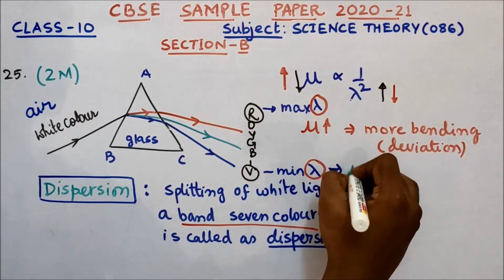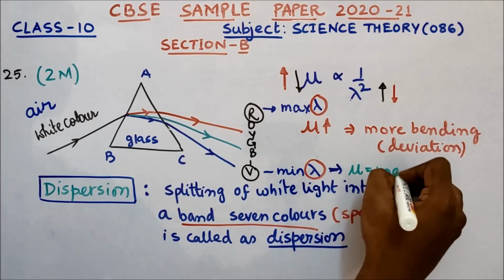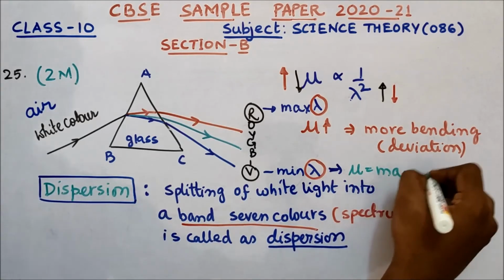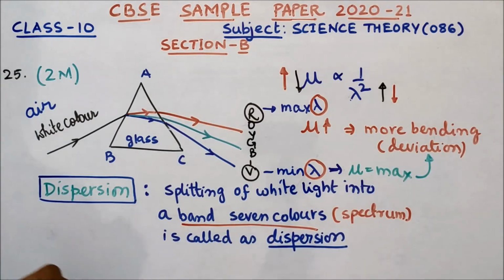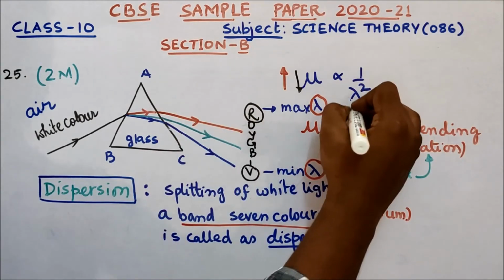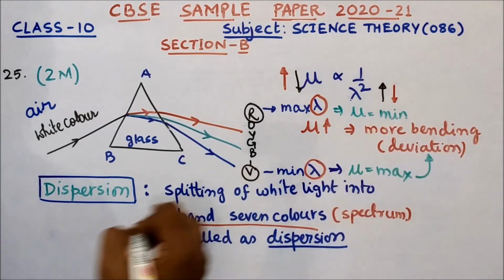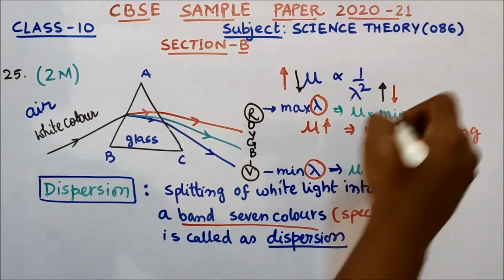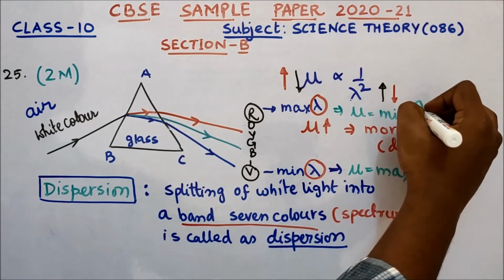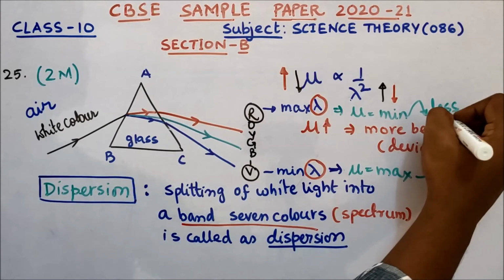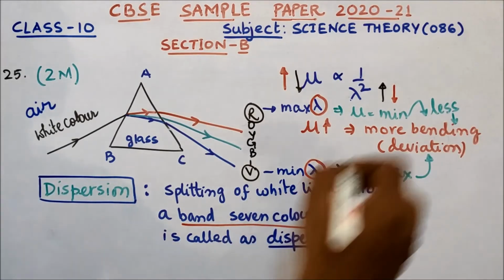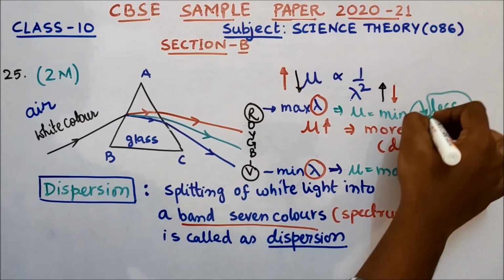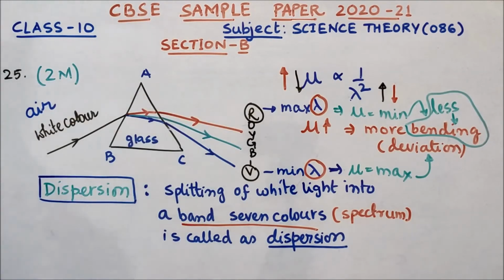So I'll write here mu is maximum. If mu is maximum, that means what? More bending. And for red, the refractive index is minimum. If the refractive index is minimum, this leads to less bending of light. I'll just mark it like this. Less bending means less deviation from its path, and hence the violet bends more. It is a very interesting phenomenon.